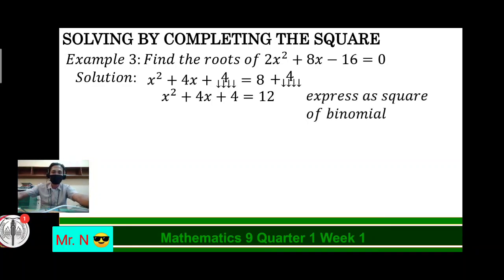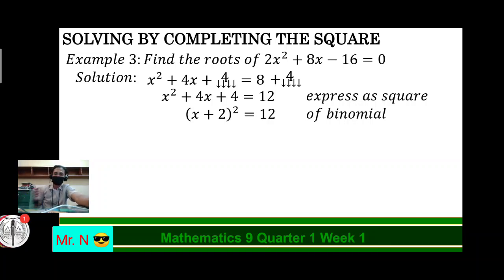So the square root of x squared is x, and the square root of 4 is 2. Considering the sign of the middle term, which is positive, we're going to use the positive sign. So we have x plus 2, then squared. That's the square of the binomial, which is equal to 12.